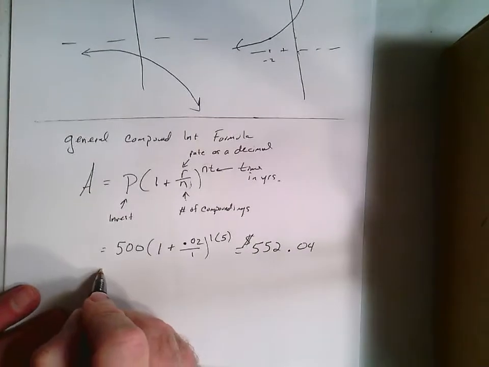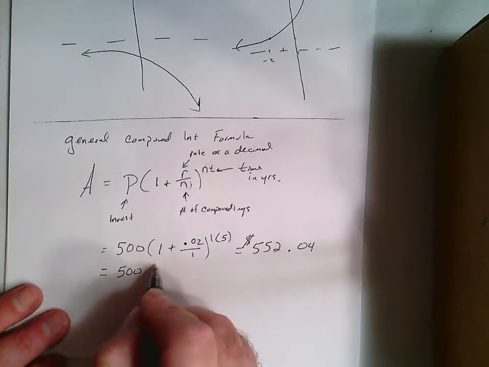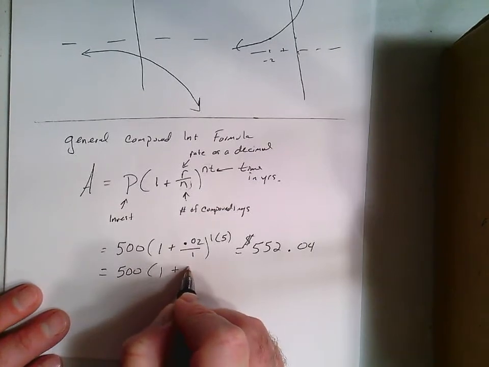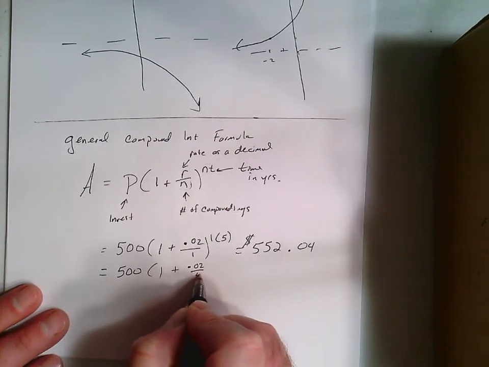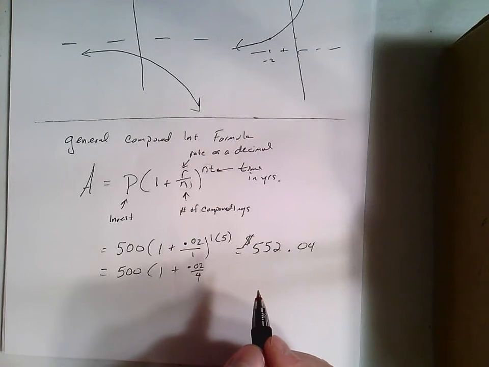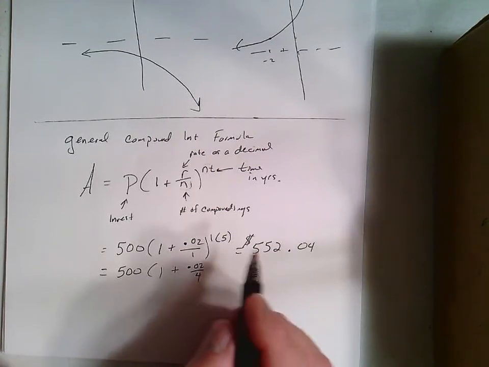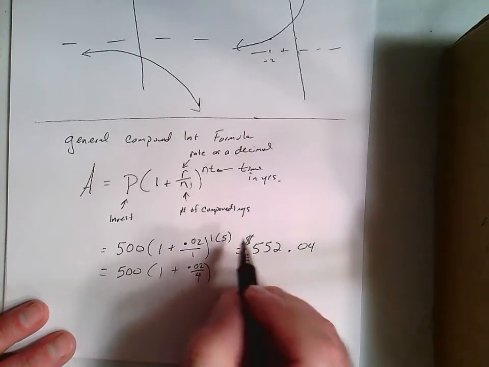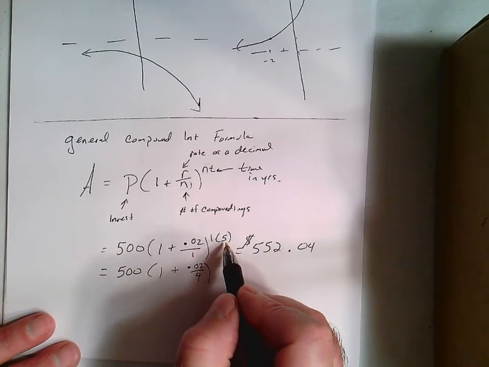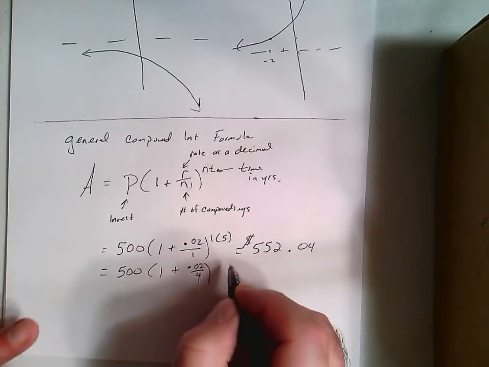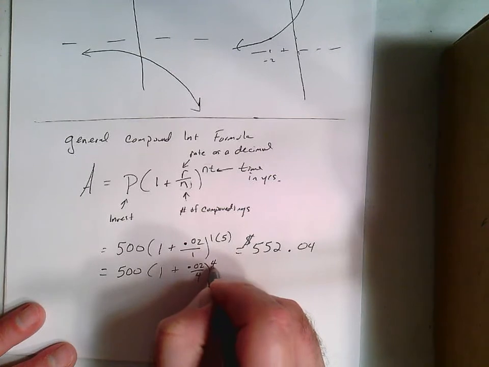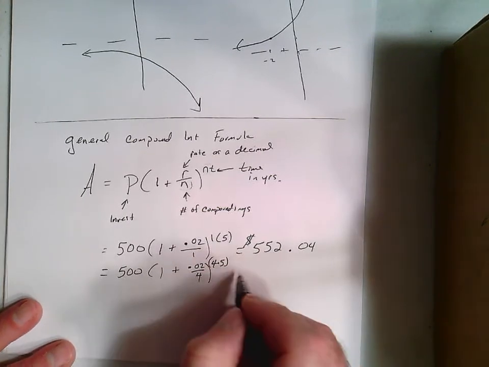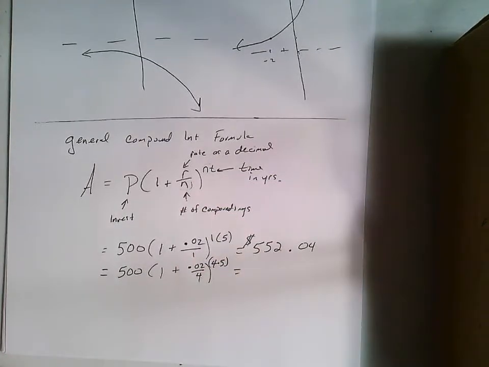So by compounding quarterly, they're going to take your interest rate, 0.02, and divide it by 4, because quarterly means once every 3 months, or 4 times a year. And now, instead of doing it 5 times in 5 years, you're going to do it 4 times each year for the 5 years. So now you're at 4 times 5, or 20 times they're going to calculate your interest.